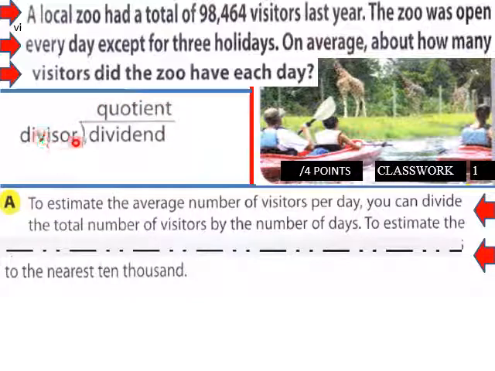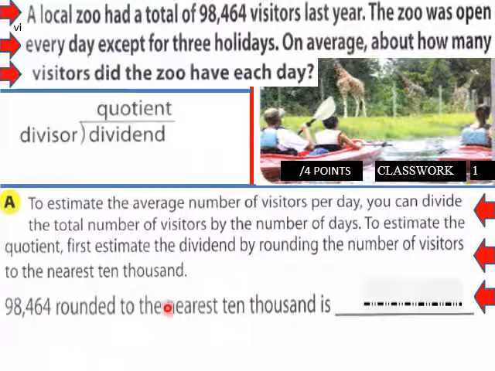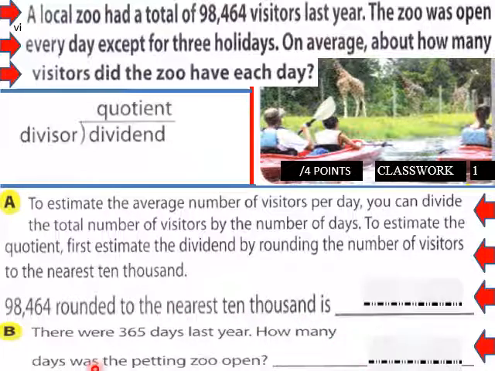So here's our divisor, a dividend, and it produces a quotient. So what we substitute into this algorithm comes up with our answer to this question up here. To estimate the quotient, first estimate the dividend by rounding the number of visitors to the nearest 10,000. So what will be the nearest 10,000 to this number here? 98,464 rounded to the nearest 10,000 would be, and there were 365 days last year.